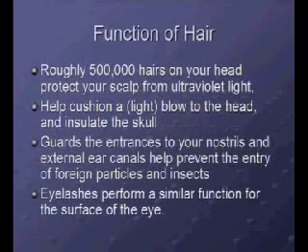The function of the hair: roughly 500,000 hairs are on our head and protect our scalp from ultraviolet light. It also helps cushion a light blow to the head, which may be lessened by some of the insulation given by the hair. It also can insulate the skull. It guards the entranceways of our nostrils and external ear canal. It also prevents the entry of foreign bodies into our nose and into our ear. Eyelashes perform similar functions across the surface of the eye.